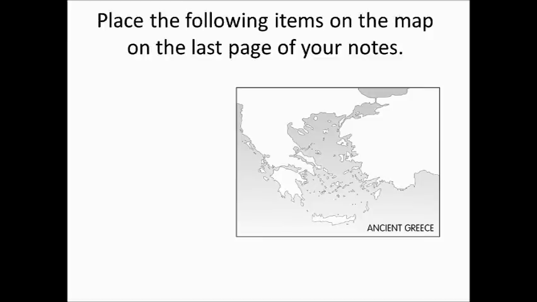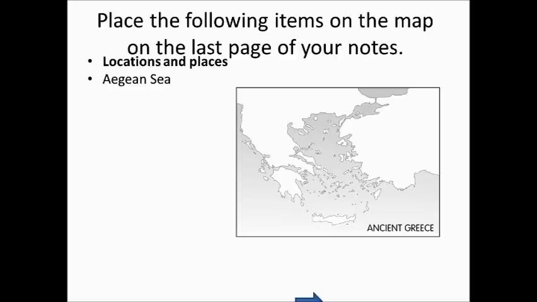Okay, so the first thing we're going to do is we're going to label the map. And I need you to go to the back of your notes, and there's a big map there. And I'm hoping that by labeling this way that it will help you to put the items in the right place and not have to search quite so much for everything. All right, so first up, we're going to talk about the locations and places we want on this map.